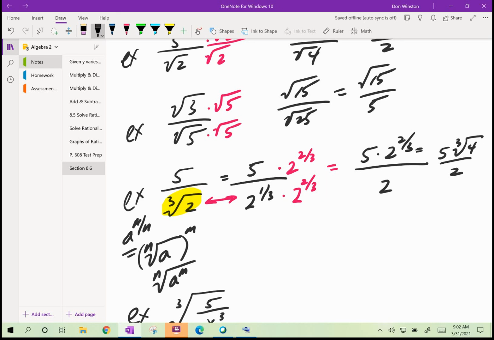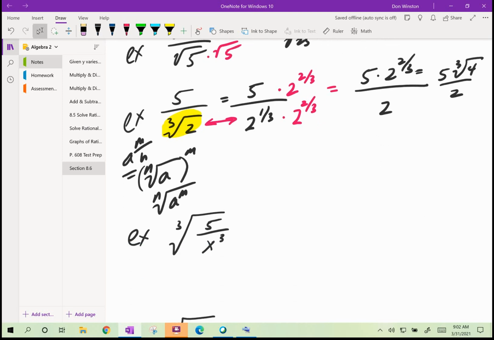Okay, it's very important to keep these rules in mind. A raised to the m over n is equal to the nth root of a raised to the m, or the nth root of a and then raise everything to the m. Let's work through some more of these.